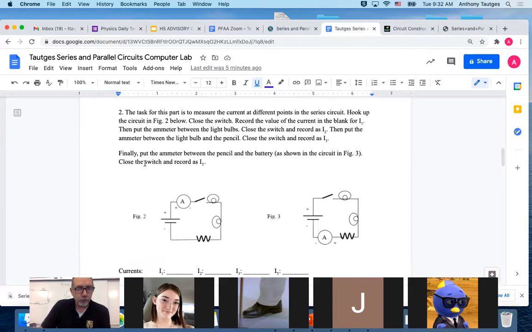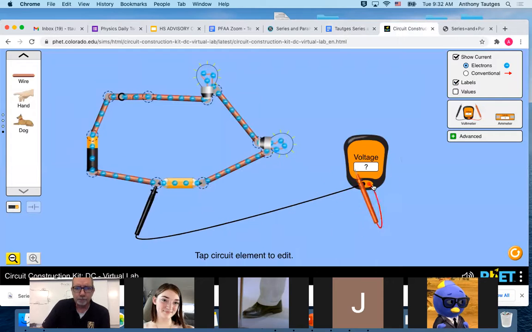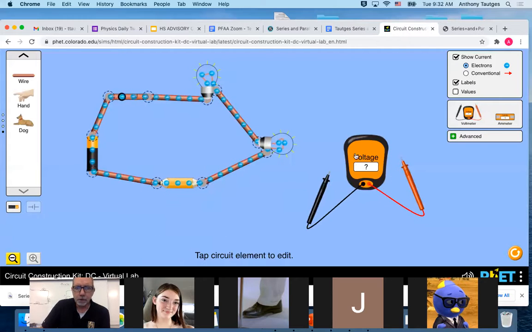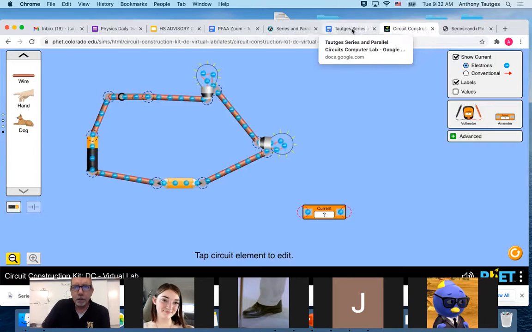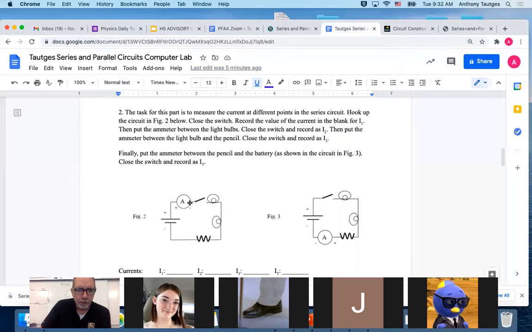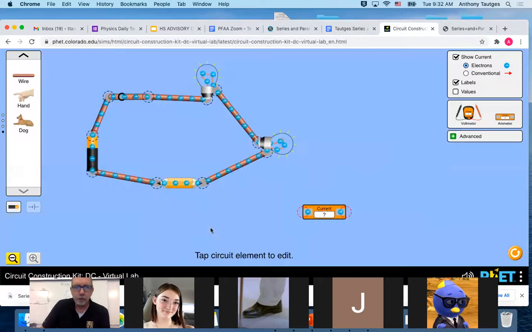Then move on to number two. The task for this part is to measure the current at different points in the series circuit. So we're going to wire up figure 2. Now, the only real difference is we don't have the voltmeter, so I'm going to take the voltmeter away. All right, I'll put it away, and we'll get the ammeter in here. Now, where are we going to put the ammeter? Well, according to the schematic, I put the ammeter between the battery and the switch.